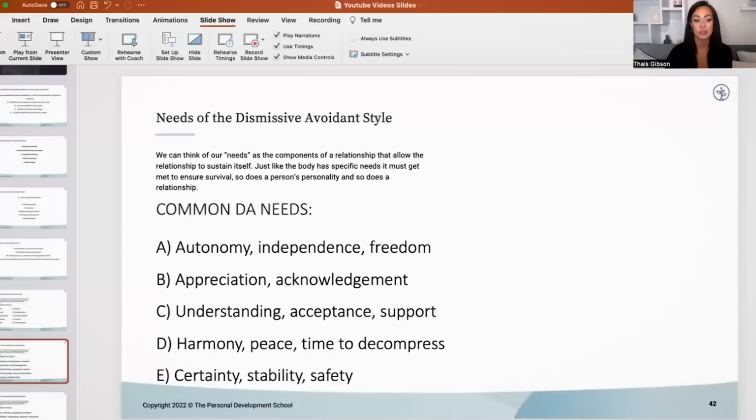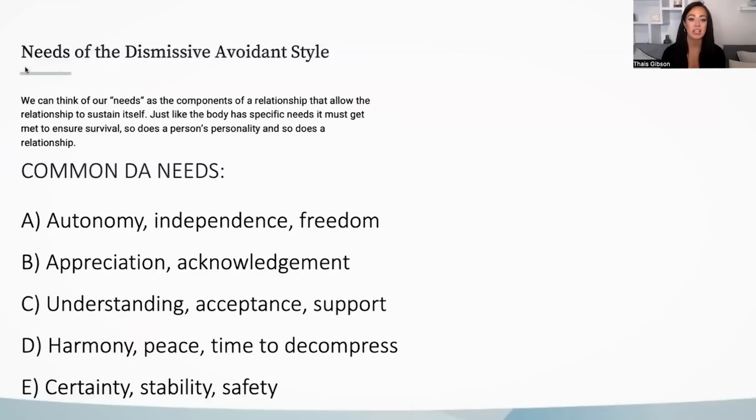So I'm going to share a slide here with you and we can go through some of the needs together so you have a visual representation of it. Dismissive avoidants tend to look for these crucial features in relationships. If you take a look here, you'll see the major needs of the dismissive avoidant attachment style outlined. You can think of your needs as the components that allow a relationship to sustain itself. Just like the body has specific needs that must be met to ensure survival, so does a relationship. If specific needs are not being met between two partners, it's like taking the lifeblood out of the relationship. It really causes the relationship to die off.